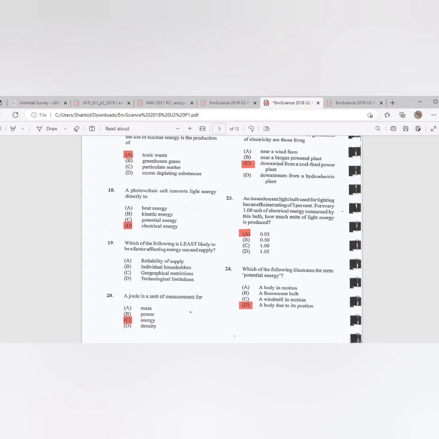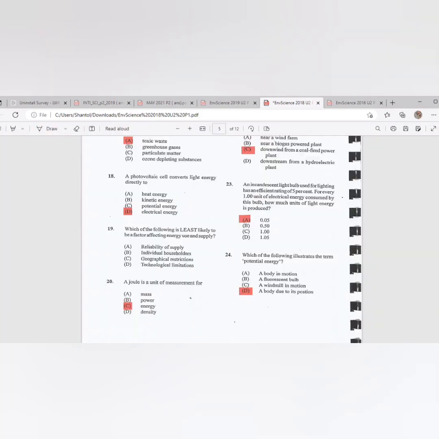23. An incandescent light bulb used for lighting has an efficiency rating of 5%. For every 1 unit of electrical energy consumed by this bulb, how many units of light energy are produced? The answer is A, 0.05. 24. Which of the following illustrates the term potential energy? The answer is D, a body due to its position.